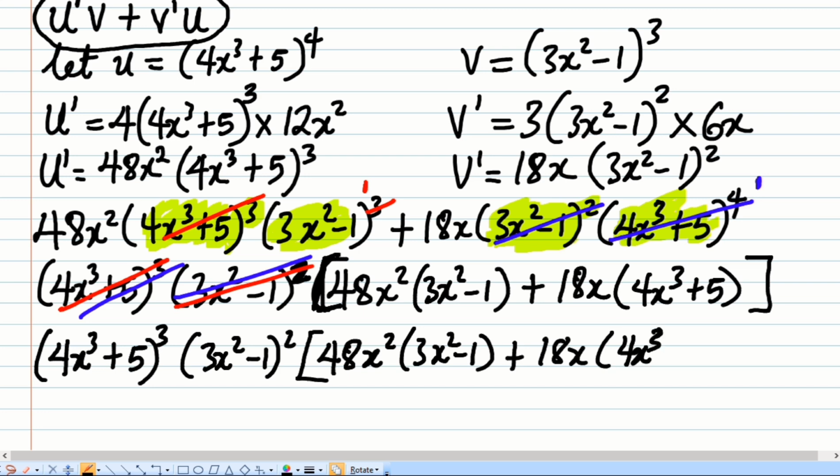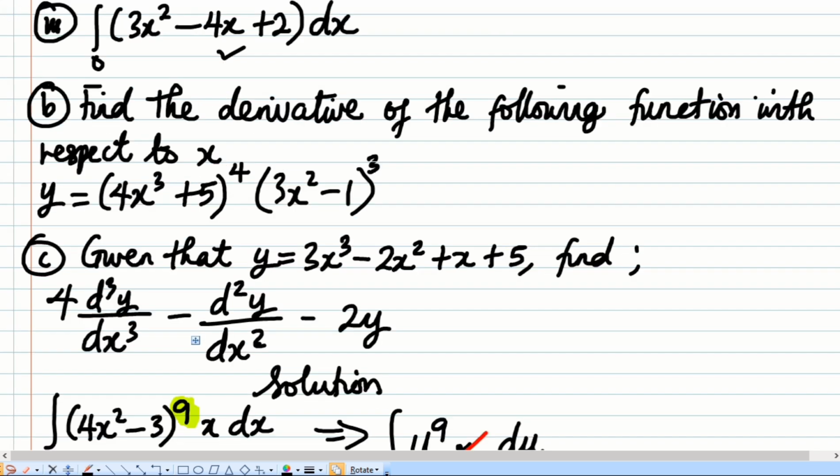Okay, this is now the final answer. Of course, you can go on to simplify, but if you want to save yourself the stress, I think this is good enough to be our final answer. So let's see the next question. This is question 5b, and we just simplified this.